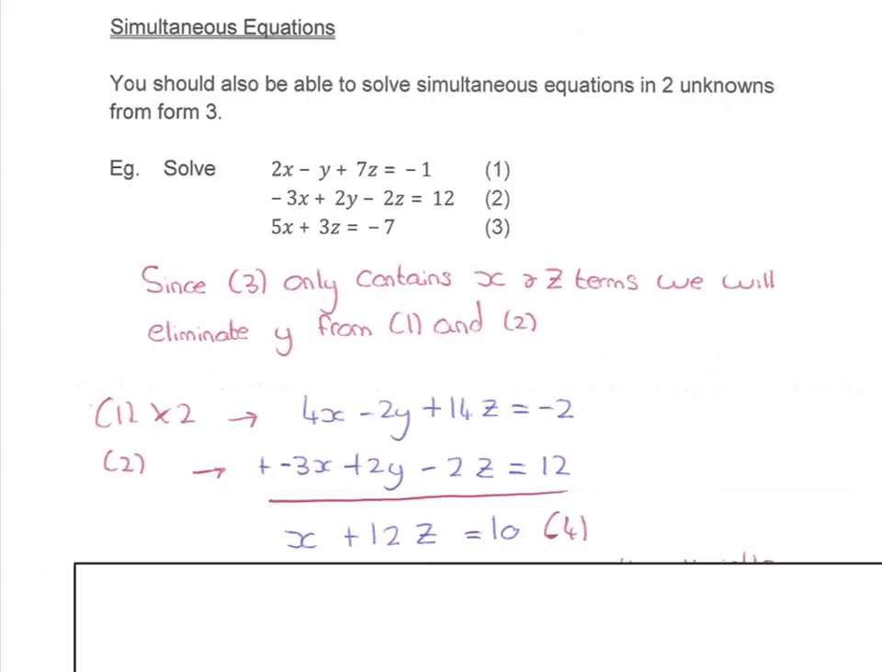If you have a look, we've got equation 3, which involves an x and a z, and equation 4, which involves an x and a z as well. So what we're going to do now is take 3 and 4 together and try to eliminate a further variable, so get rid of either the x or the z. Again, it doesn't matter which way round we do this, but I've decided to eliminate the x.